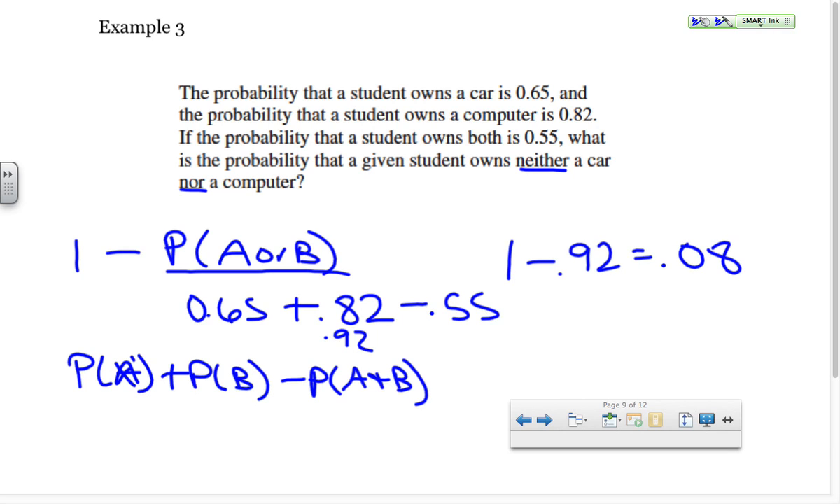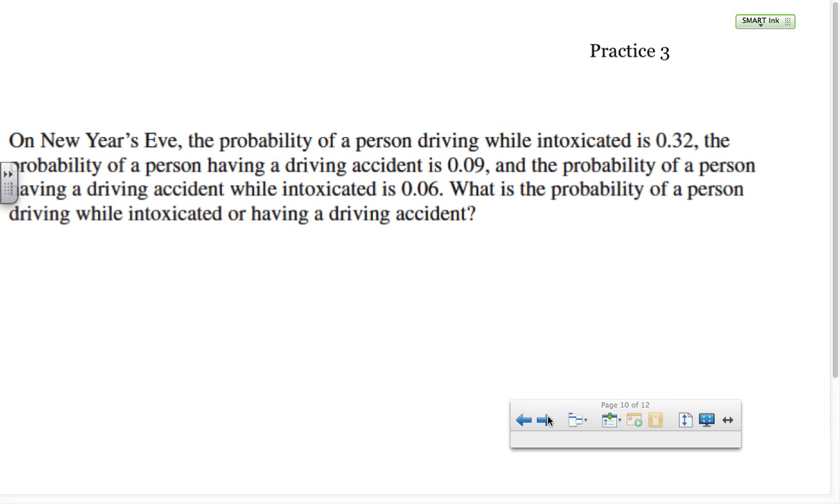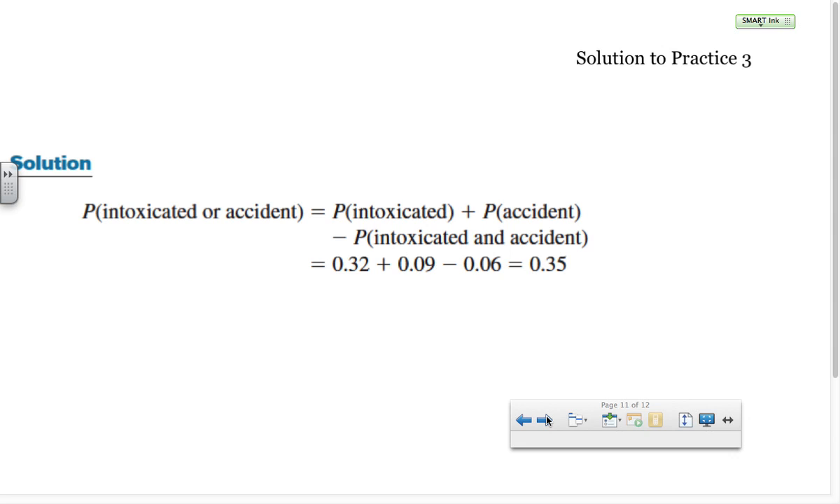So this was more of a challenging problem. I think your practice problem is actually easier than this. But this takes into account more than one probability rule. You're going to have problems like this, so be aware of that. Okay, here's your practice problem. Here's your solution.